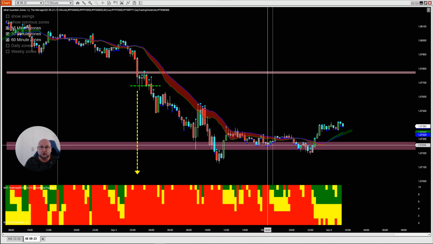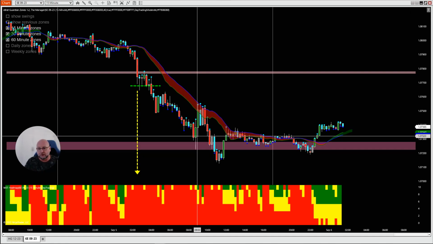These are available on lots of platforms except for the Guardian zones. They're only available on NinjaTrader. It's just that the logic is extremely complex, and this cannot be translated into other platforms at this time. So it's a combination of those Guardian zones, support and resistance zones, the bias depth heat map, and the manager.